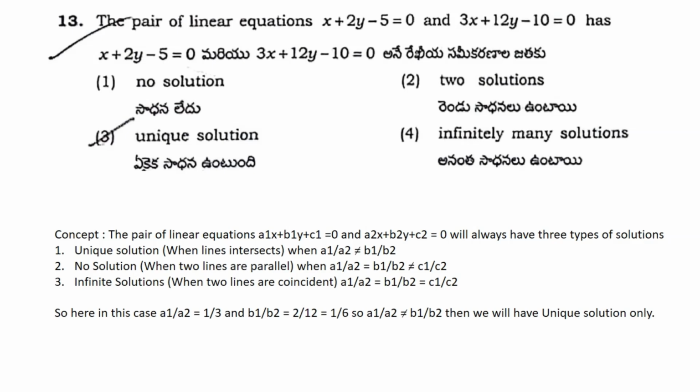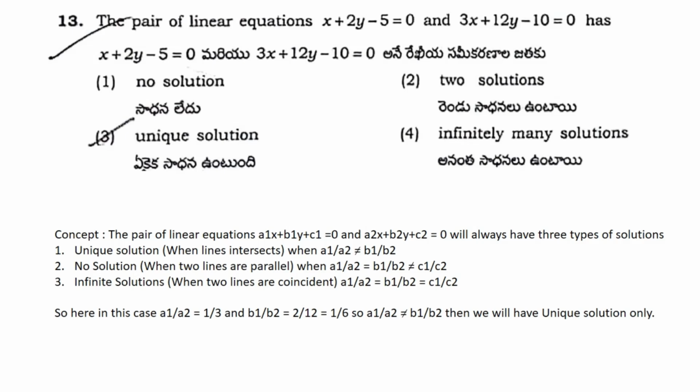One is the most occurring solution, that is a unique solution, when the lines intersect, so that a1 by a2 is not equal to b1 by b2. The other possible solution is no solution, which means the two lines are parallel, so that a1 by a2 equals b1 by b2 but not equal to c1 by c2.